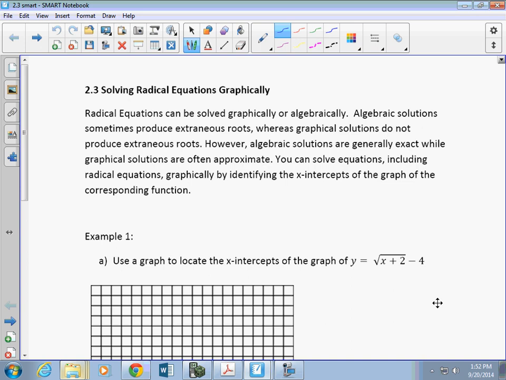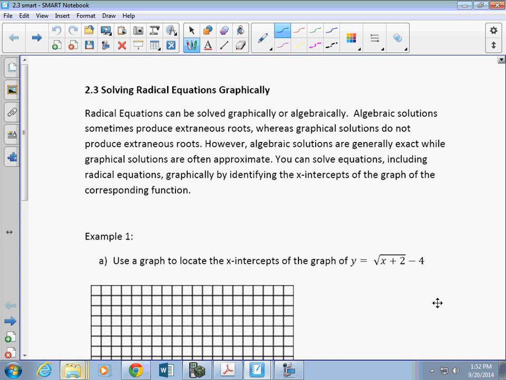It says, however, algebraic solutions are generally exact, while graphical solutions are usually approximate. So if you think of in the last section in 2.2, when we did the square root of 2, we rounded it. We didn't give an exact value. You can solve equations, including radical equations, graphically by identifying the x-intercepts of the graph of the corresponding function.